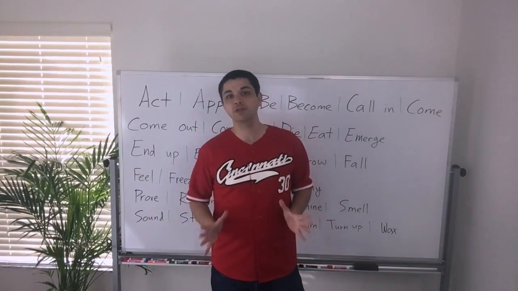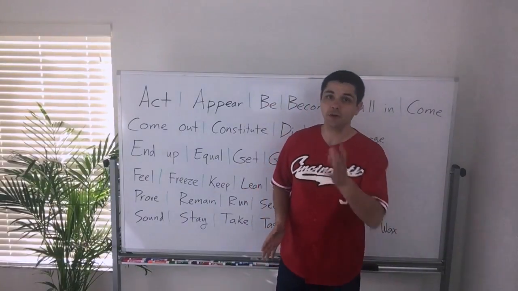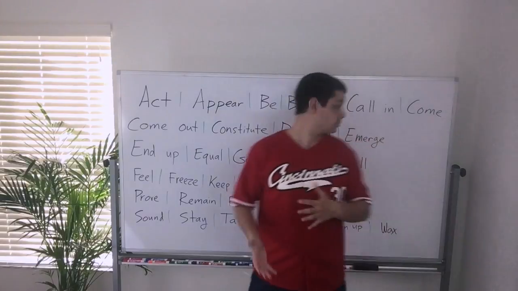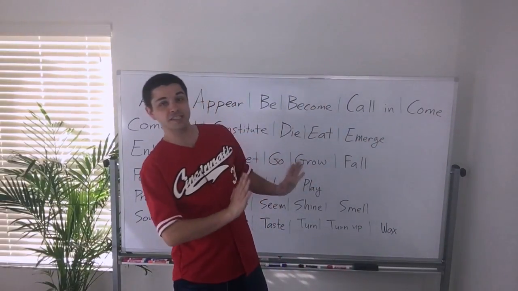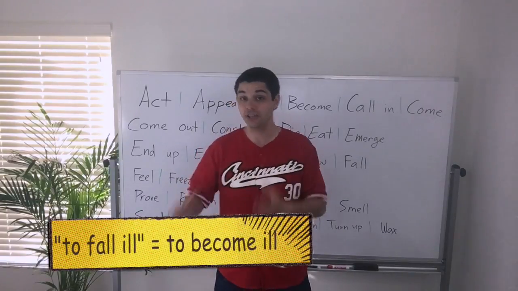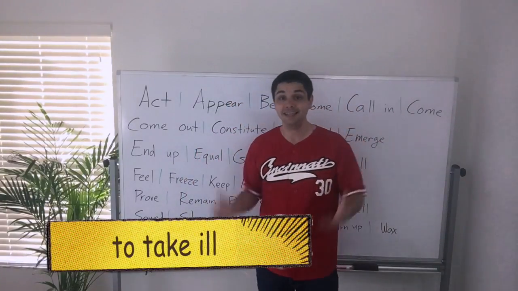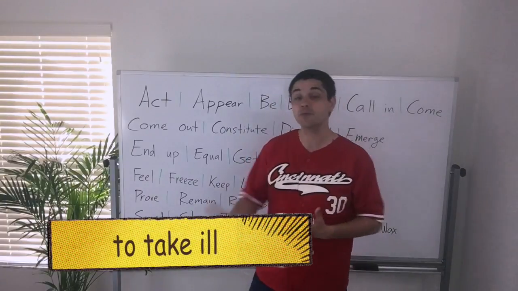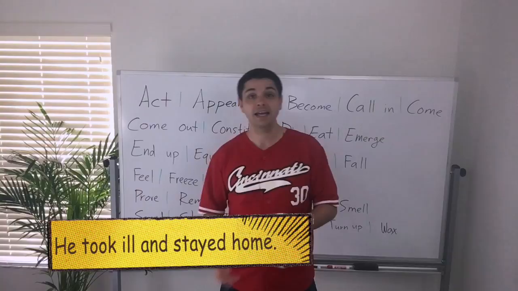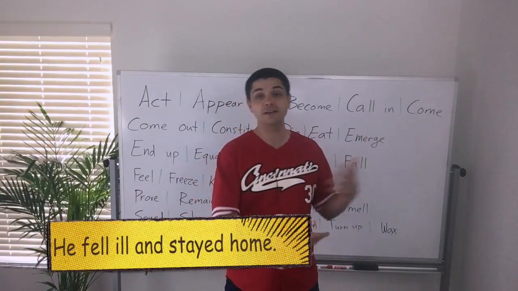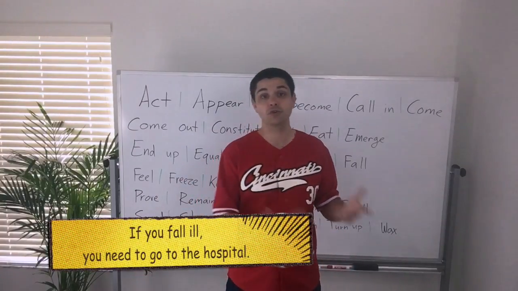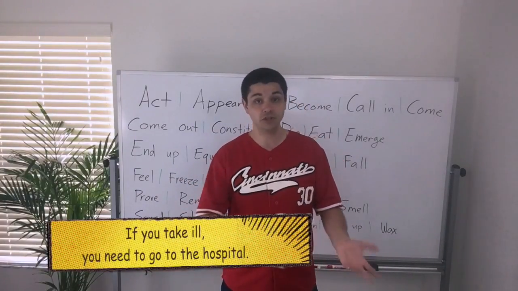Okay, our next example is with the verb to take. And you probably remember when we had the verb to fall. It was about being ill, right? Fall ill. Well, another way that we can say to fall ill is to take ill. Yeah, it means the same thing. And so we could say he took ill and stayed home. He fell ill and stayed home. If you fall ill, you need to go to the hospital. If you take ill, you need to go to the hospital.